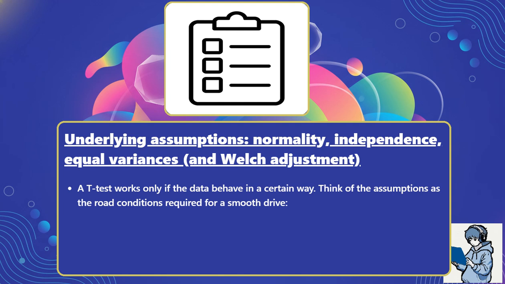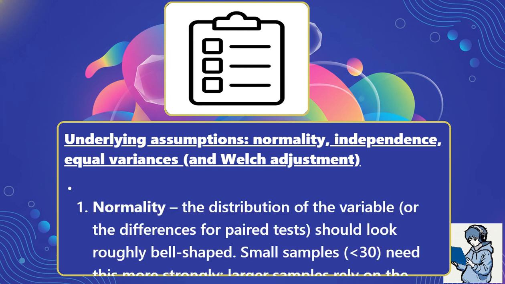A t-test works only if the data behave in a certain way. Think of the assumptions as the road conditions required for a smooth drive. Normality, the distribution of the variable or the differences for paired tests, should look roughly bell-shaped. Small samples less than 30 need this more strongly. Larger samples rely on the central limit theorem.